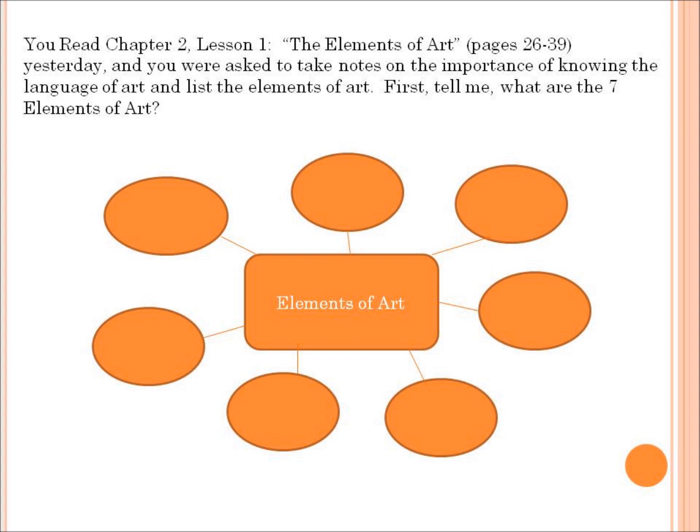The second slide explains that the students would have read Chapter 2, Lesson 1 the night before, or a day or two before, depending on when your last class was. And then we would go over the 7 elements of art, and there is a graphic organizer on the second slide, and we would fill that out together as a class.